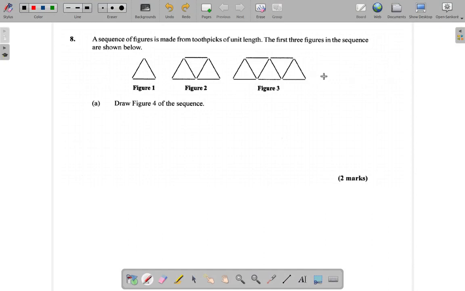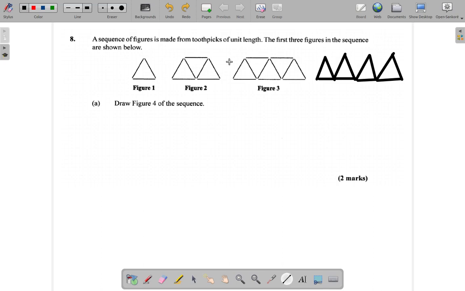So you start with a triangle here. Good. As figure 1 has 1 triangle, figure 2 has 2 triangles, figure 3 has 3 triangles, so you expect figure 4 to have 4 triangles. So that's 1, 2, 3, 4 triangles. Good.